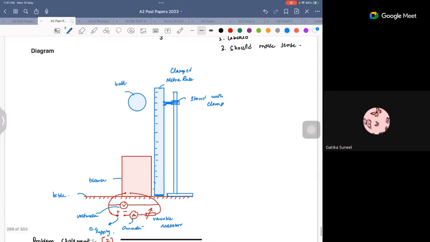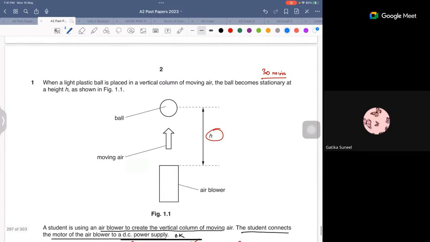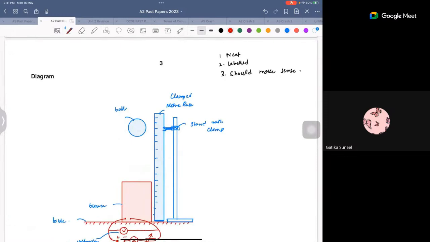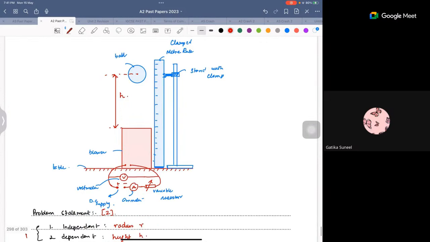And obviously, from the drawing, you can see where the height needs to be taken from: the top of the blower to the center of the ball. So just mark the center, mark a dotted line on the top, like this. And then just draw this, like this. Okay. All right. Right, like this. So you get it? This should be the drawing that you need.